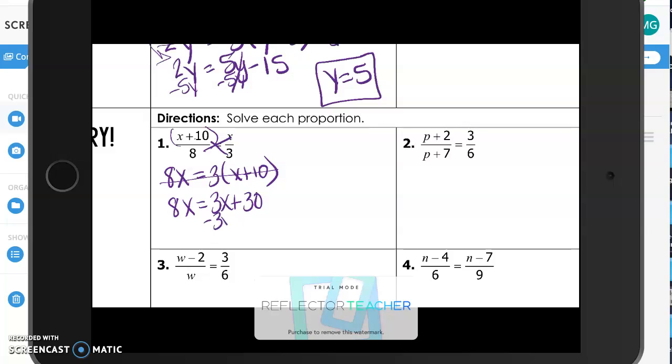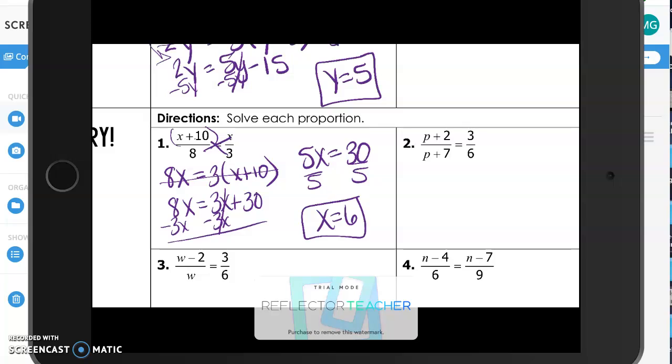So then I can subtract 3x. That gives me 5x equals 30. Okay, 8x minus 3x gives me 5x, and then equals 30. Divide by 5, and x equals 6. So again, you would do 6 plus 10, which is 16 over 8 is 2. 6 over 3 is also 2. If you just type it into your calculator, make sure you put the 6 plus 10 in parentheses before you divide.